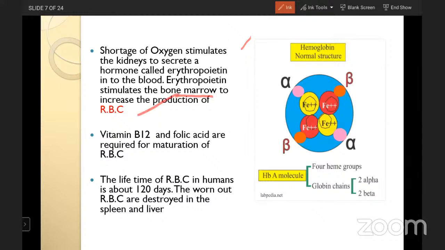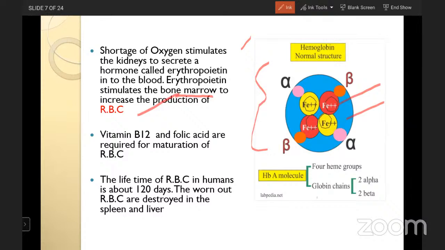Here in this picture you are able to see the iron molecules. Hemo means iron, globin means protein. So this is the structure of hemoglobin, which gives red color to the blood, and it is very essential for the transport of gases like oxygen and carbon dioxide.